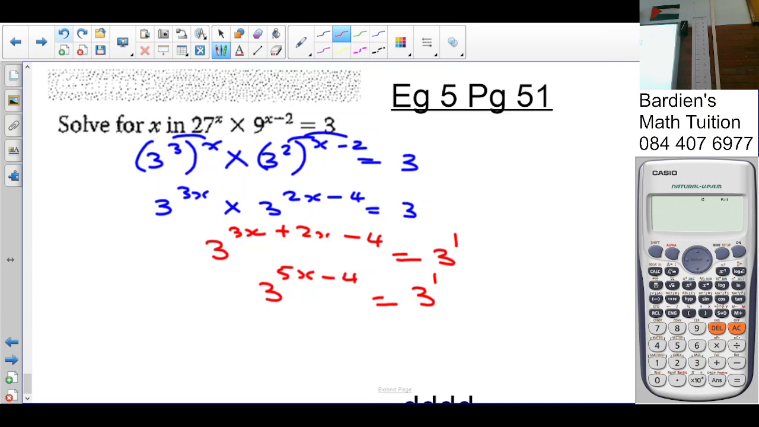Now what do we do? Are we going to break it up again, Jordan? No, man. Is the base not already the same? Yes. So the exponents we can say are equal to each other. Not so? So we can say therefore, in conclusion, 5x minus 4 is equal to 1. So now it becomes a linear equation. We take negative 4 over, it becomes 5x is equal to 5. Divided by 5 both sides, x is equal to 1.